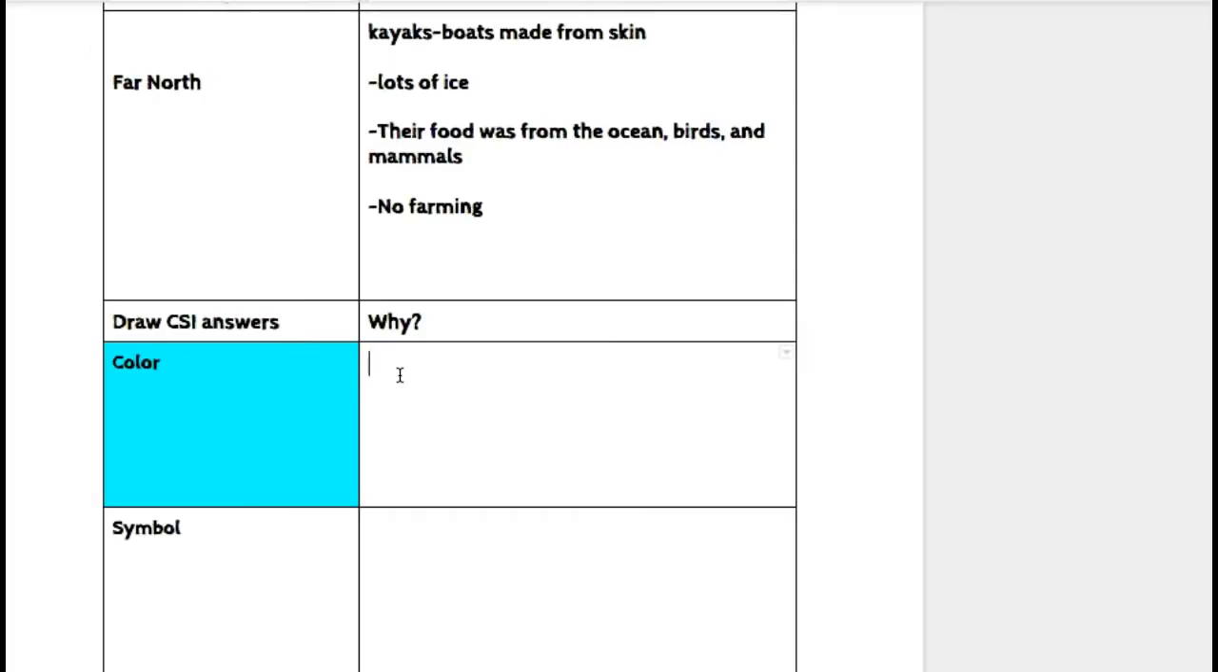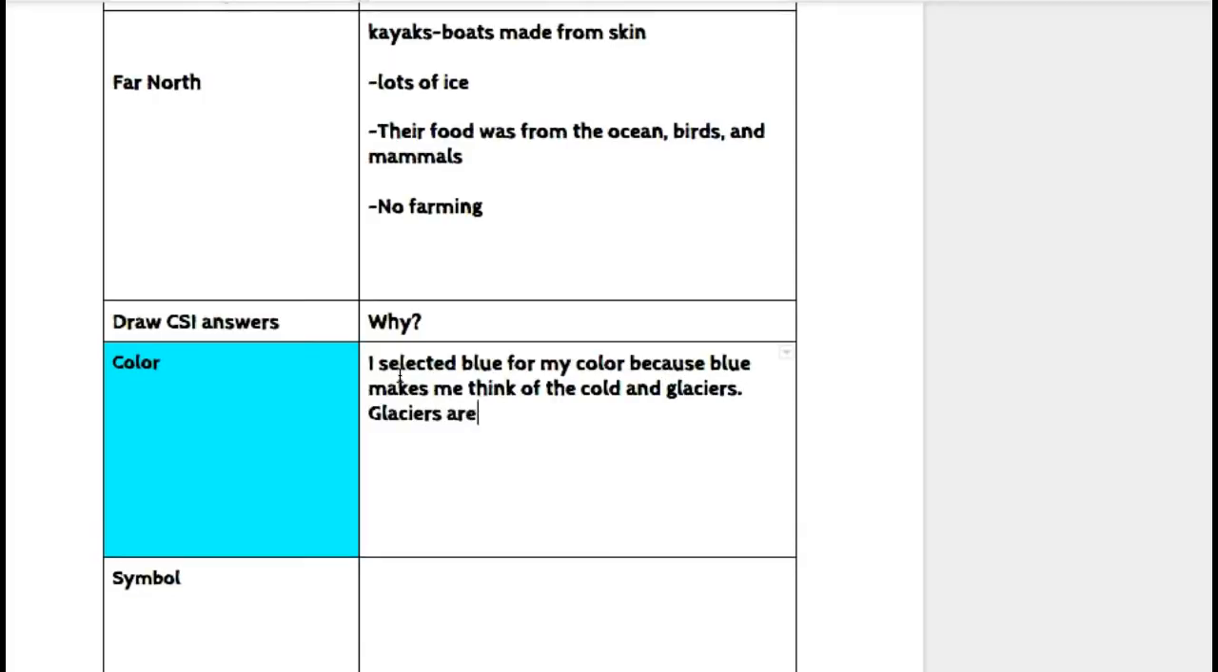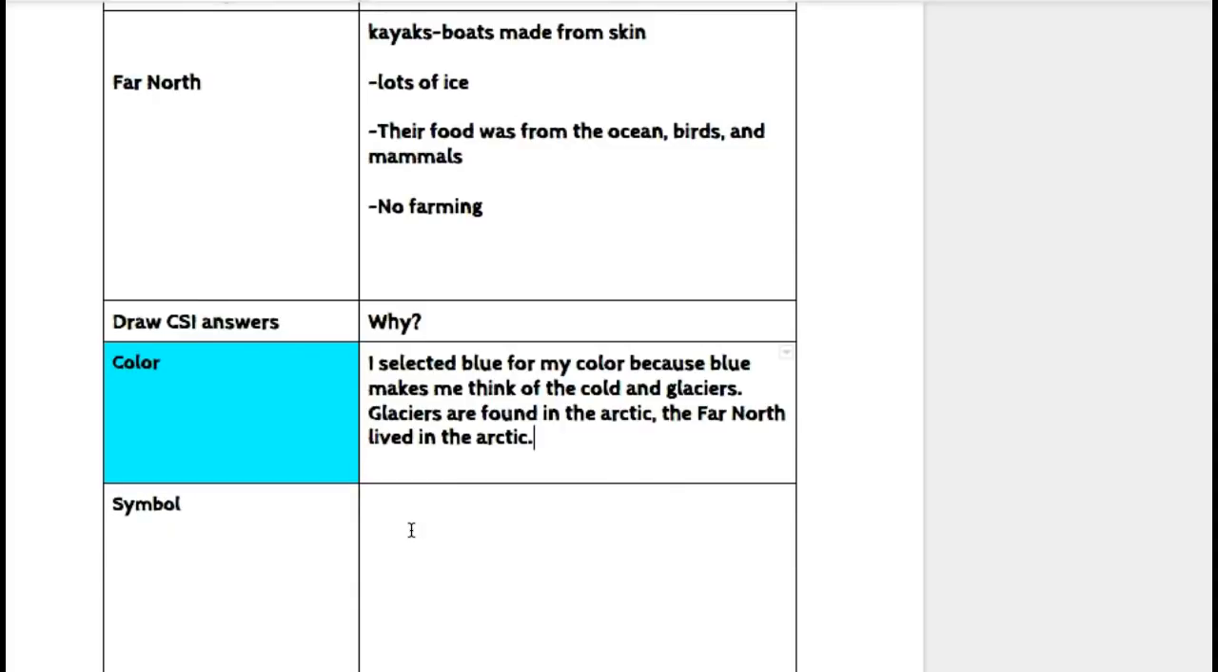So I would say, and I'm going to write incomplete sentences, I selected blue for my color because, restating the question, blue makes me think of the cold and glaciers. Glaciers are found in the Arctic. The far north people lived in the Arctic. That way I know what you mean by that color.